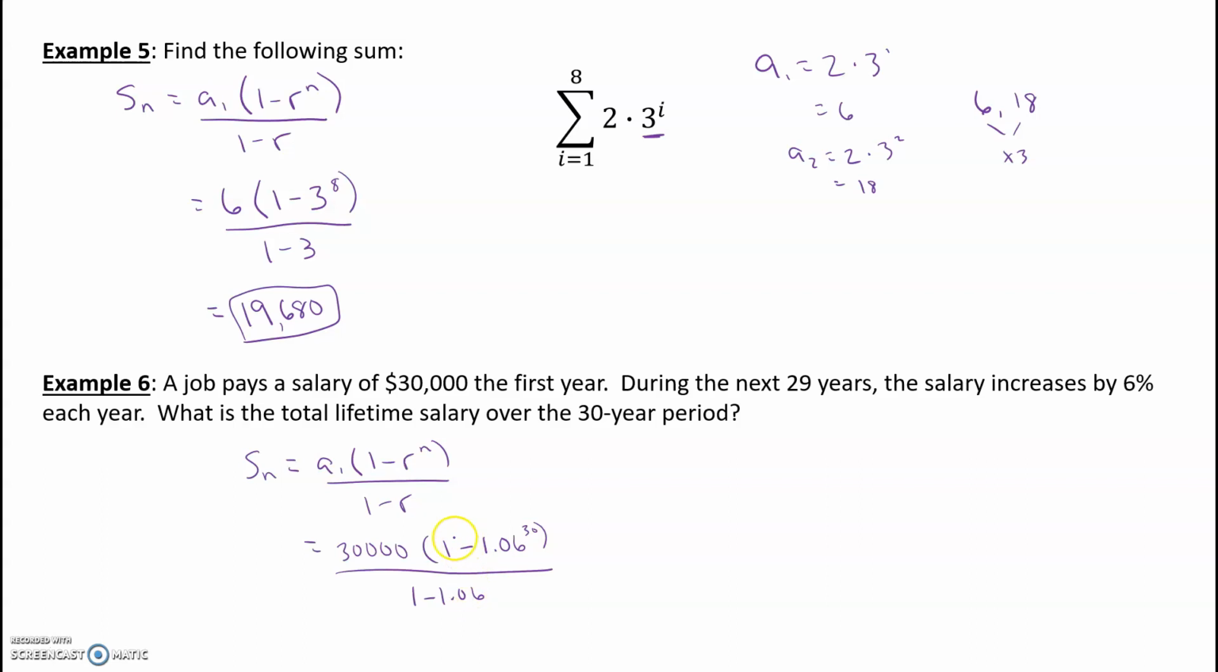Again, use that calculator, use your parentheses, type it all in, make sure the parentheses are right, and you should get a very nice lifetime salary over that 30-year period. Seems like a lot, but that's over 30 years. All right, next one.